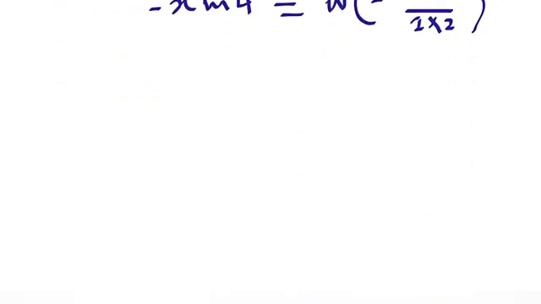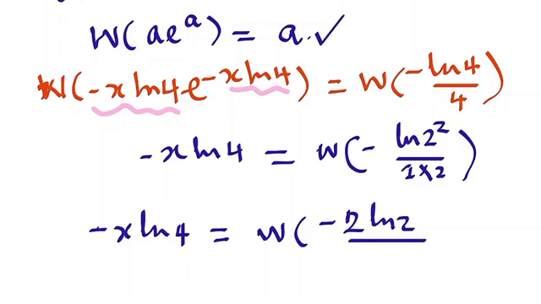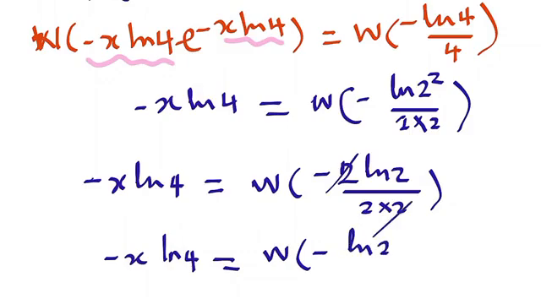So moving on, I'm going to have minus x ln of 4 equals W of minus 2. The 2 that is here, which is the power, can come down and multiply ln of 2. So I'm going to have 2 ln of 2 divided by 2 times 2. We cancel these 2 here, and we're going to have ln of 2 over 2.